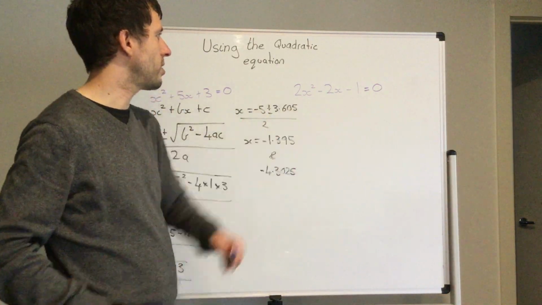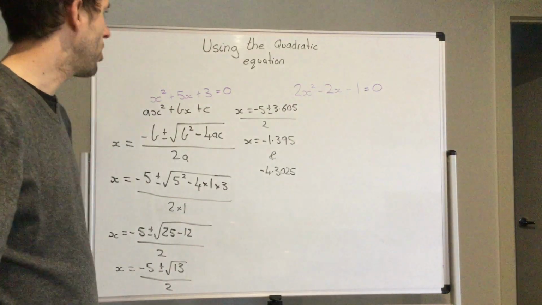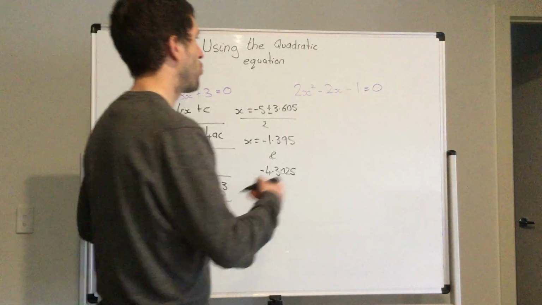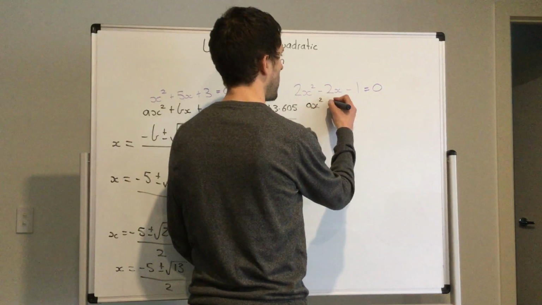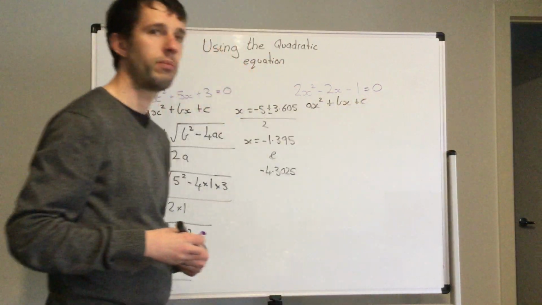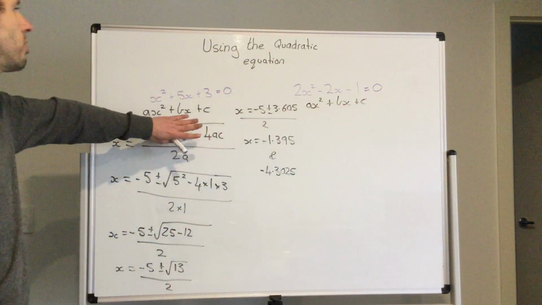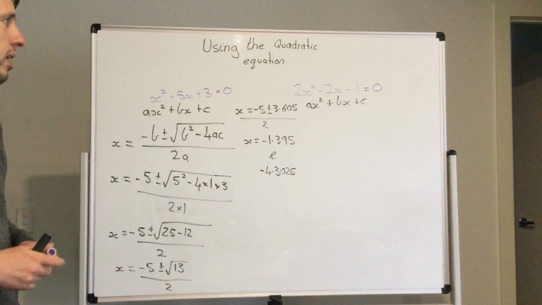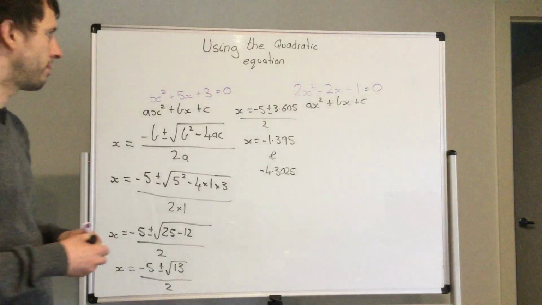So if I'm looking at 2x squared, take 2x, take 1, the first thing I'm going to do is write ax squared plus bx plus c here. I've got my formula here, so I'll write it normally there, but because I've got it there, I'll leave it there for now. Next thing, I need to substitute into my formula.